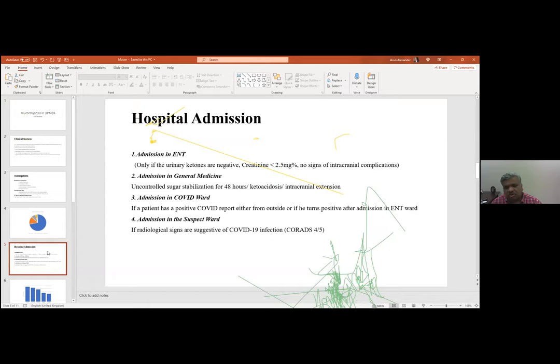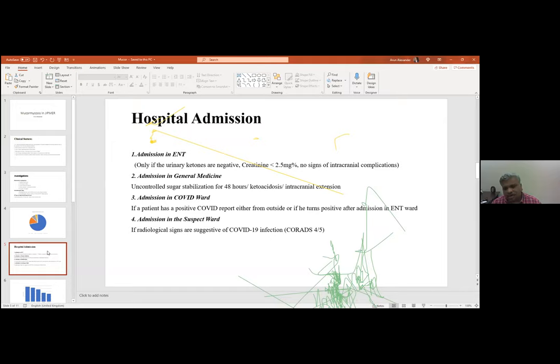So we would never think twice about admitting someone in ENT whose ketone bodies were negative, creatinine less than 2.5, or who had no intracranial complications. These were easy to admit. We had no second thoughts. Internal medicine would admit patients with uncontrolled sugar. They would stabilize them for 48 hours if they had ketone bodies or a neurological extension. They have neurological signs, so internal medicine would admit. And once they think it's stable enough to send to us, we would take over.